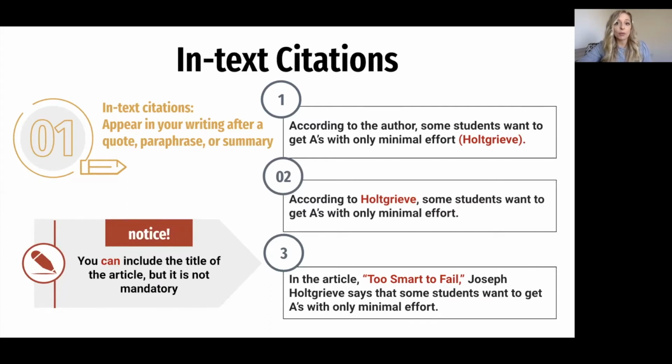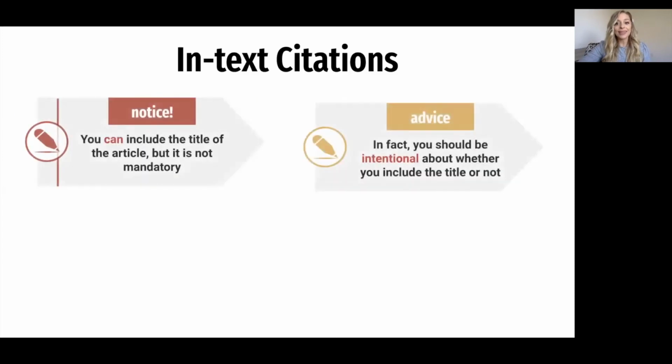So here's an example if you want to include the title. In the article, Too Smart to Fail, Joseph Holtgreave says that some students want to get A's with only minimal effort. So sometimes this is a nice way to introduce the source you're citing, but it is not mandatory. And one thing I want to say is that a lot of times students will, by oversight, give me too much information about the source that ends up making it wordy and repetitive.